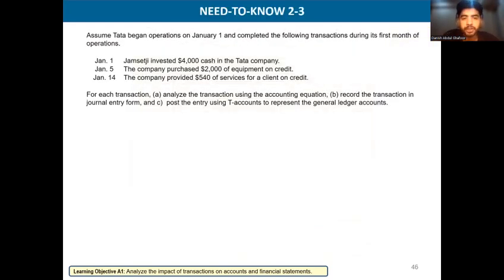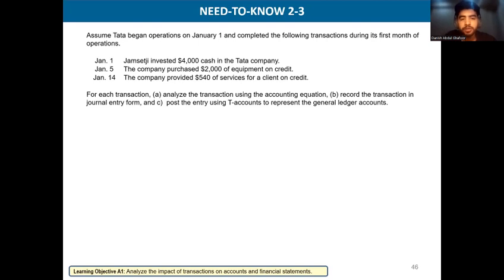Assume Tata began operations on January 1 and completed the following transactions during its first month of operations. Jamsetji invested $4,000 cash in the Tata company. Cash increased. Okay. Asset increased, debit. Equity increased by $4,000. So equity also increased. When equity increases, it goes on the credit side. So the equation is balanced. Then we will be making the T account, showing two account heads, cash and equity.